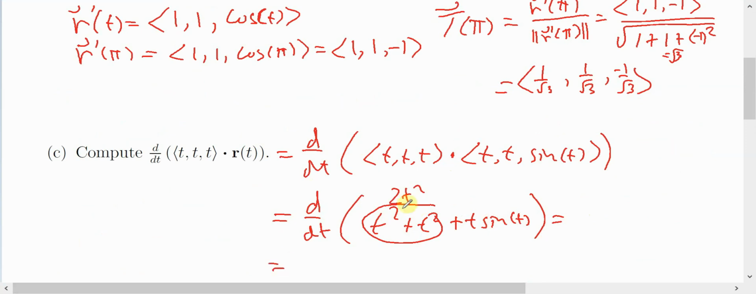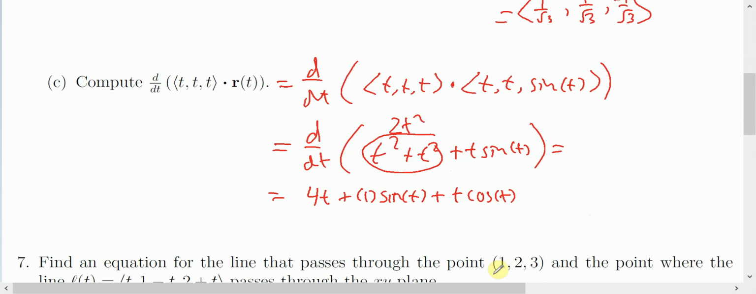Now I'll take the derivative. The derivative of 2t squared will be 4t. This will take a product rule because it's t times sine t, so it's the derivative of t times sine t, plus the derivative of sine t times t. The derivative of sine t is cosine t. And that's about as far as you go, so that would be your derivative.